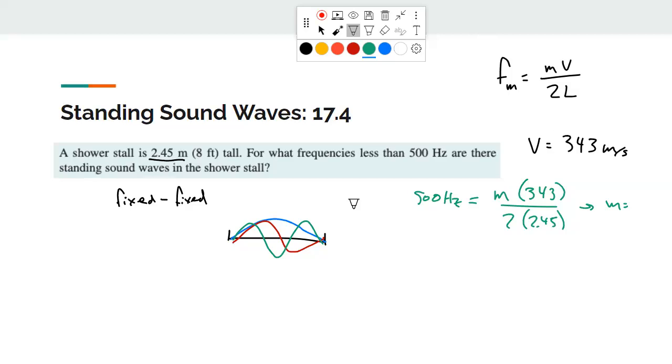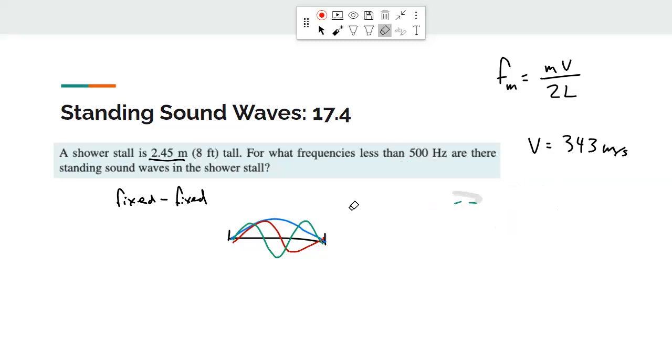Sorry. They're not telling you that 500 hertz is a fundamental frequency. I misread this problem. Sorry. If they had said that this is some FM, then we could solve it this way. But they just ask what are the ones that are less than this. So I guess we're just stuck first finding F1, which would just be v over 2L, which I have in my notes here, is 70 hertz. And then just listing all of the ones above that.